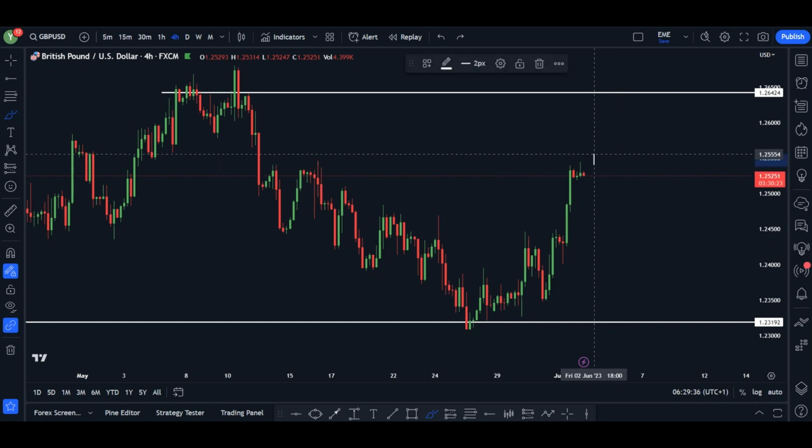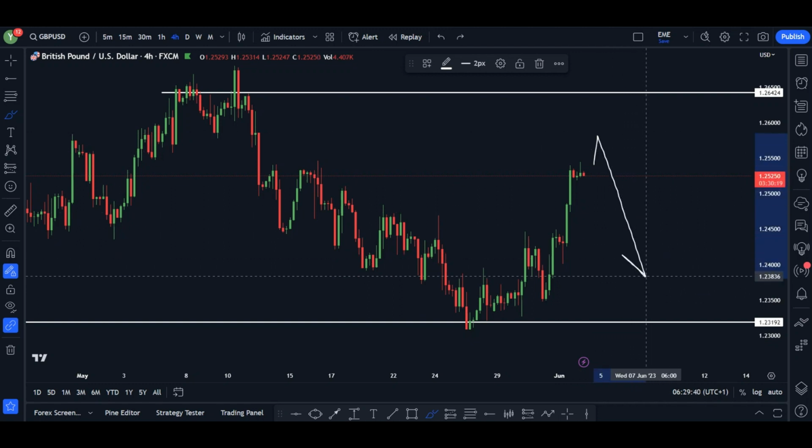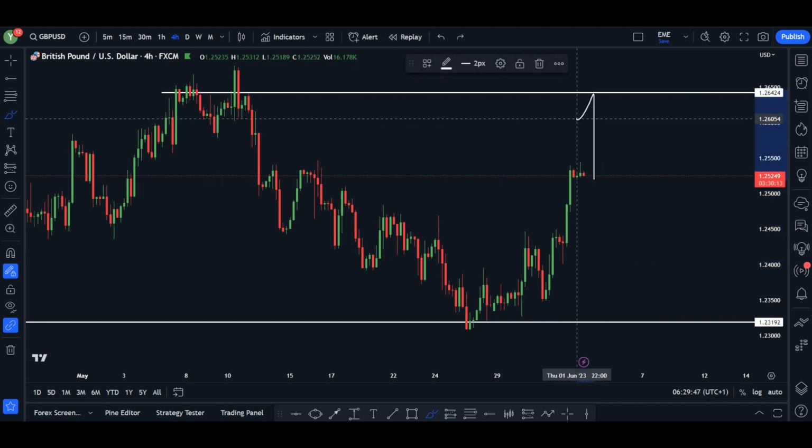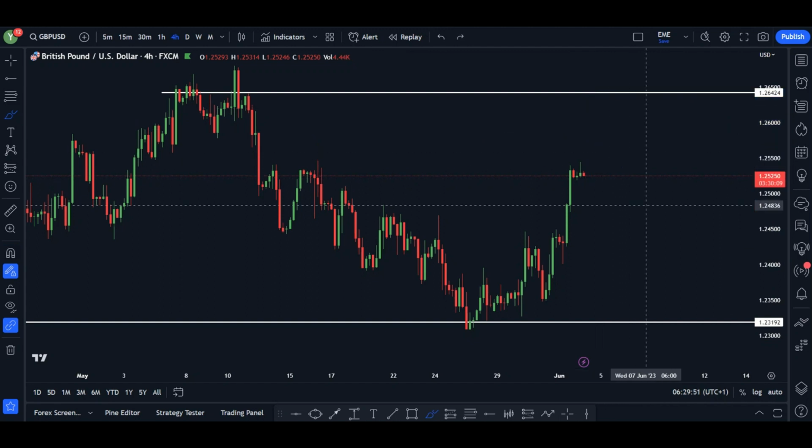We might just see some little buys kicking in, and it might just flush all of this move back down here, or it might still take us to this level here at 1.26424, which is our target. So that's about it for GBPUSD.